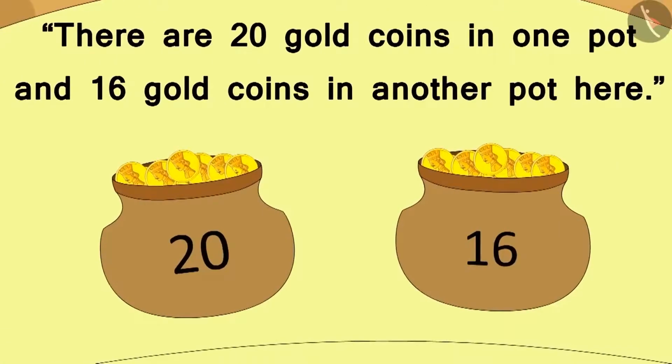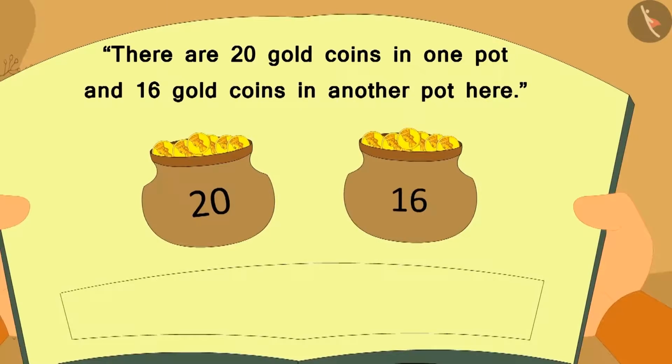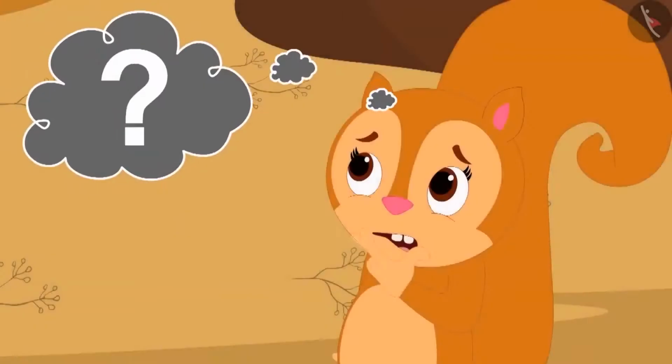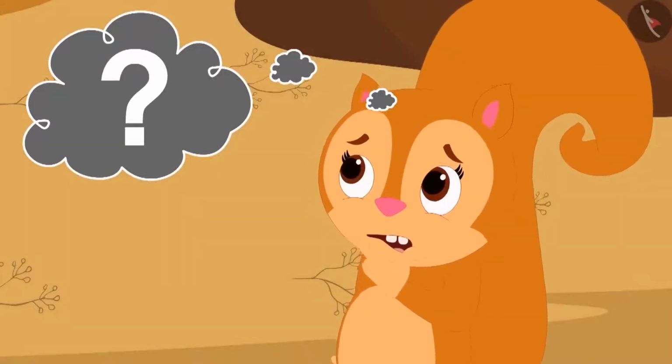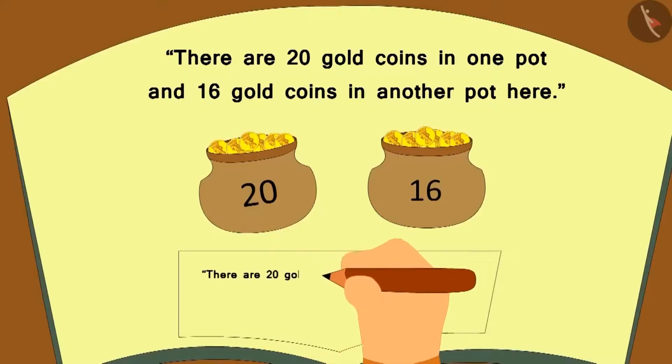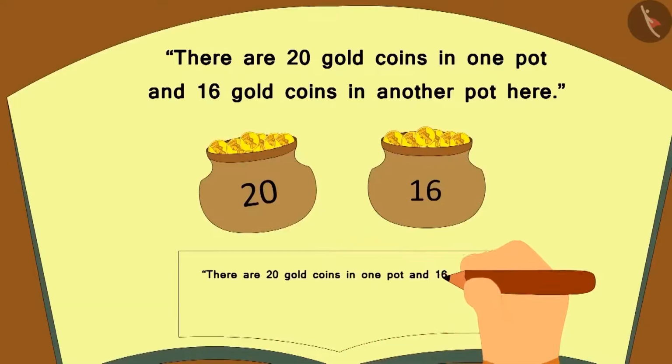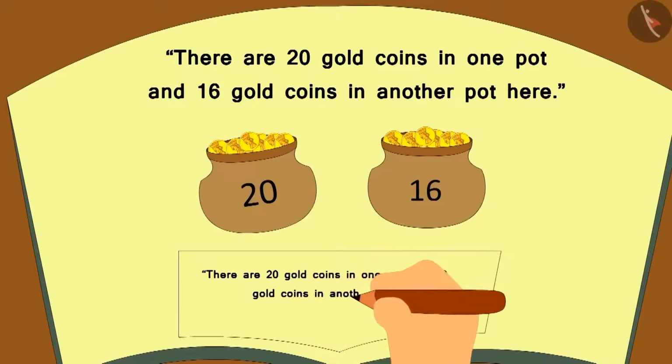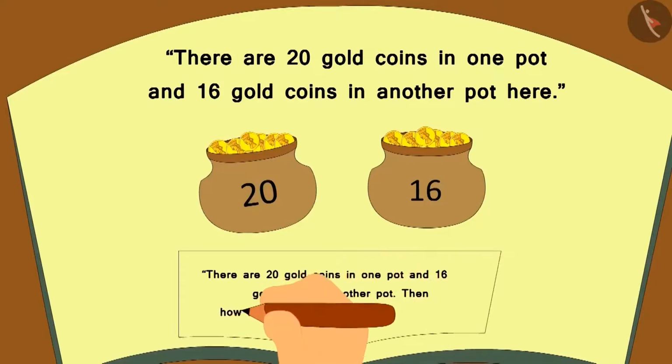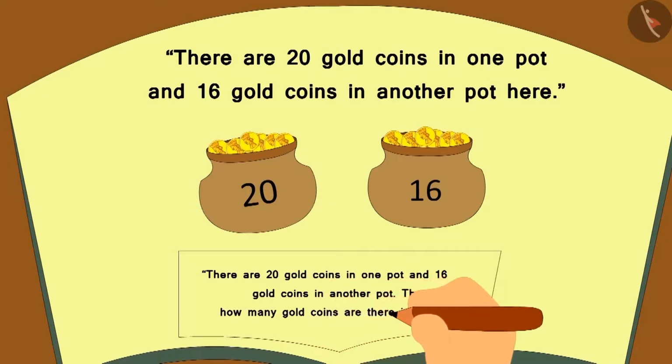Here, there are 20 gold coins in one pot and 16 gold coins in another pot. And there was a blank space below the picture where a question related to the picture was to be written. After thinking for a while, Chanda wrote down a question there. There are 20 gold coins in one pot and 16 gold coins in another pot. Then how many gold coins are there in total?